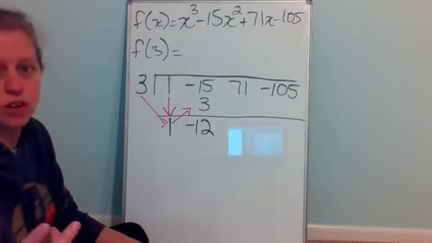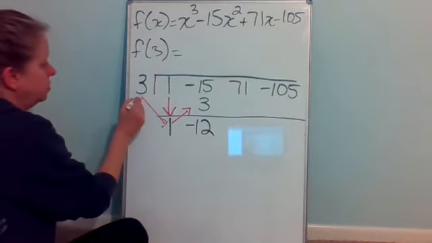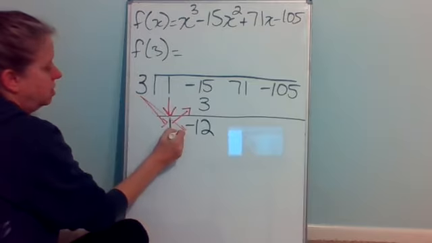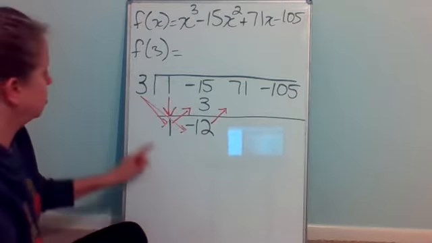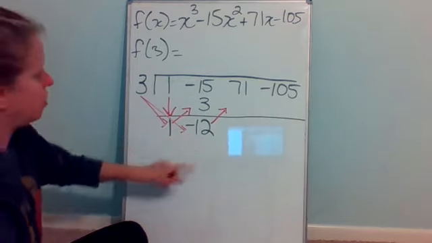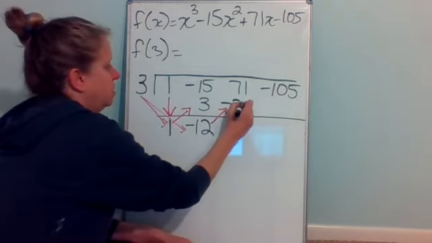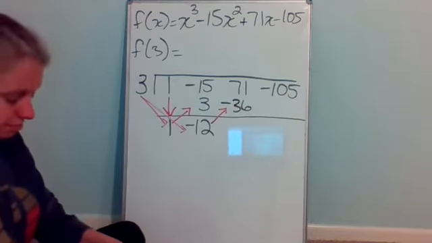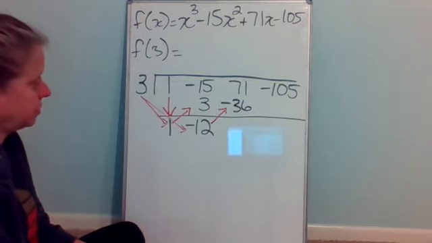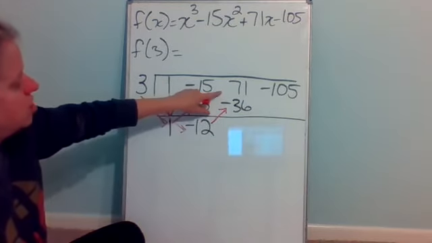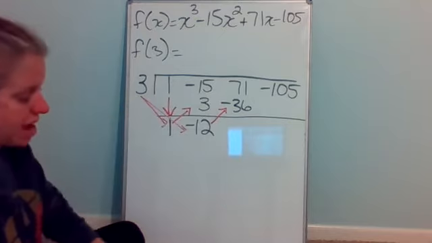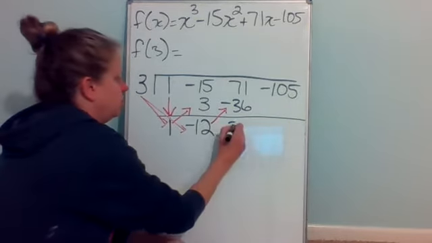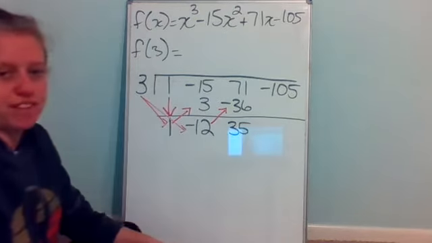And then you just do it over. You start over. This number times that negative 12, put your answer there. So 3 times negative 12 gives me negative 36. Add it straight down, or in this case, I guess it's going to be subtract. So 71 minus 36, which gives you 35.